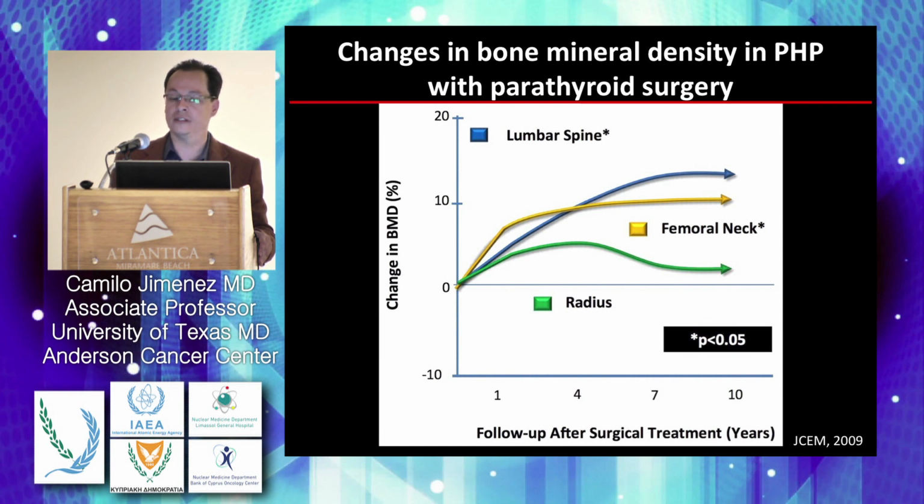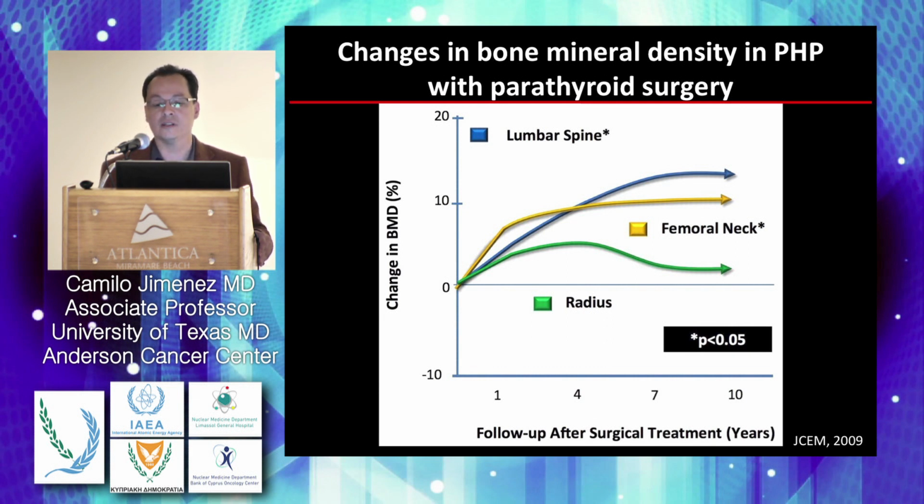In green, you see the bone density in the radius. In yellow, the bone density in the femoral neck. And in blue, the bone density in the lumbar spine. And if you follow this graphic, you will see that in all these places, in particular in the first and second year after treatment, the bone density of this patient has markedly increased.